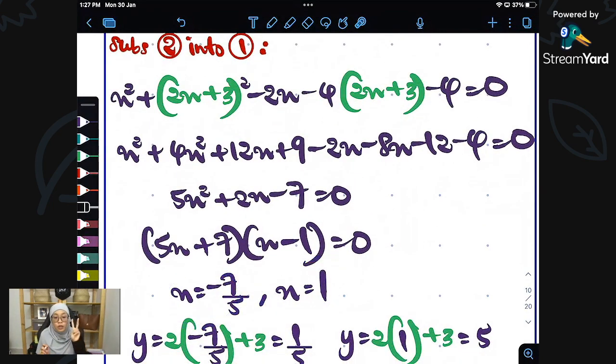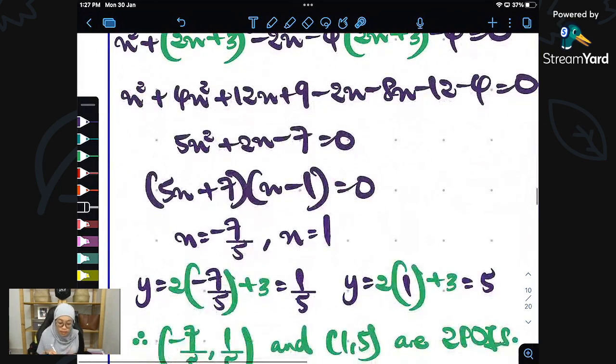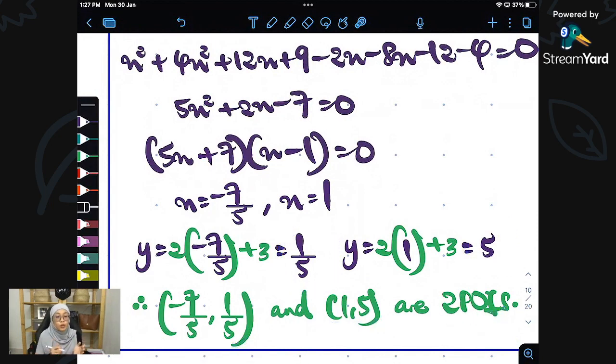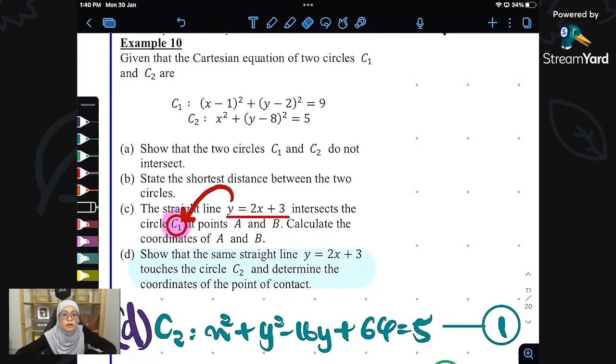So bila nampak aja ada 2 coordinate of X, bermaksud akan ada 2 coordinate of Y. Therefore, these are the 2 POIs. The 2 points of intersection, you have successfully found it.